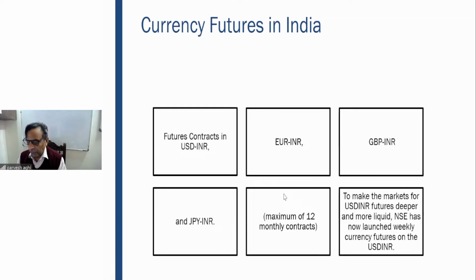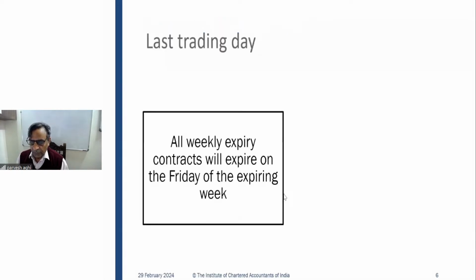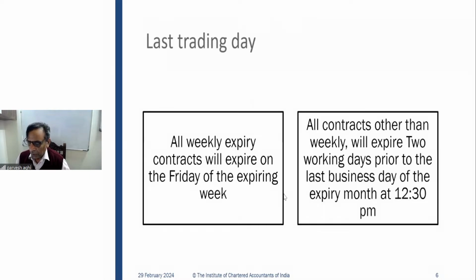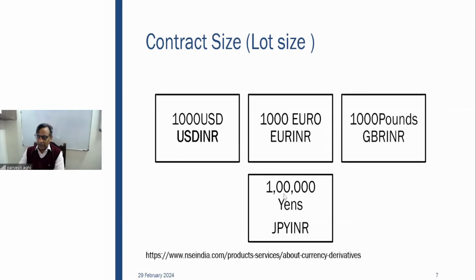Of course, apart from that, there are some weekly contracts in dollar versus INR, which we are ignoring. All the weekly expiry contracts will expire on Friday of the expiring week. All the monthly contracts, which are important, will expire 2 days prior to the last business day at 12:30. So if you have taken up a futures position, it will expire 2 days before the last working day at 12:30.